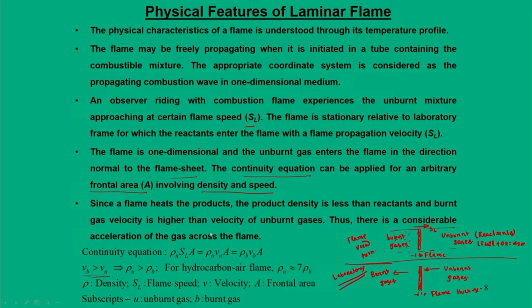Why? Because the flame heats the products, the product density is less than that of the reactants, and the burnt gas velocity is higher than the velocity of the unburnt gases. Since Vb is greater than Vu, this equation needs to be satisfied. That means rho u must be greater than rho b, and much higher. Typically in a hydrocarbon air flame, this is about 7 times higher. So, this particular equation gives considerable acceleration of gas within the flame, and all this analysis is done with respect to a one dimensional framework.